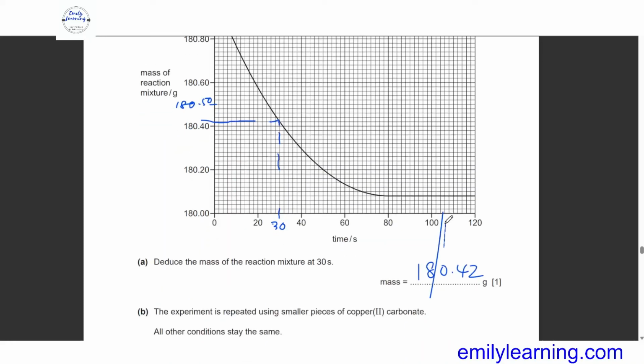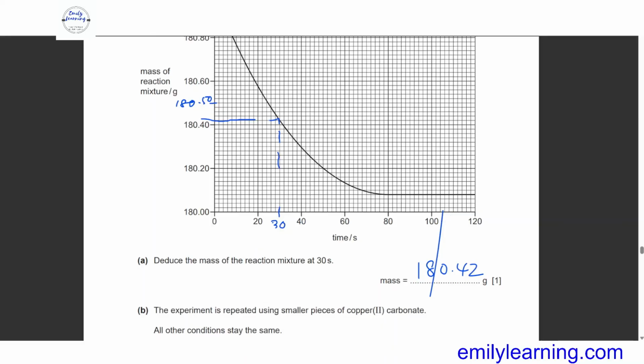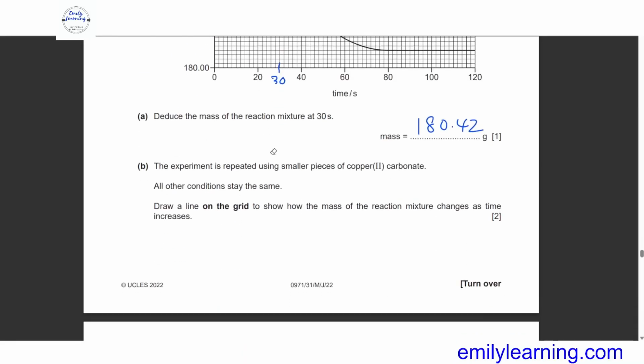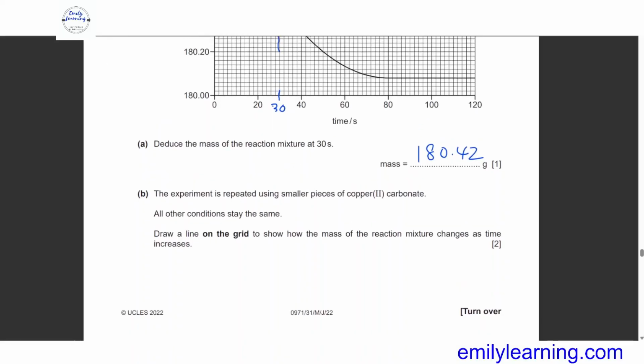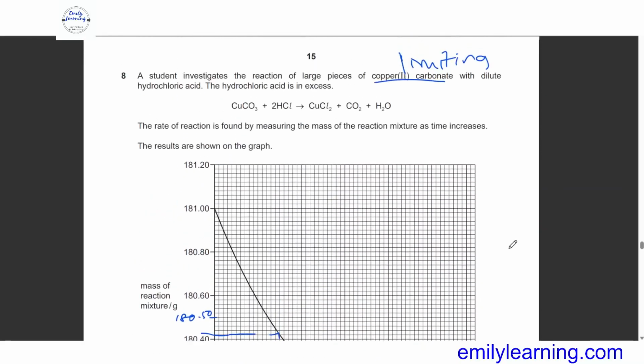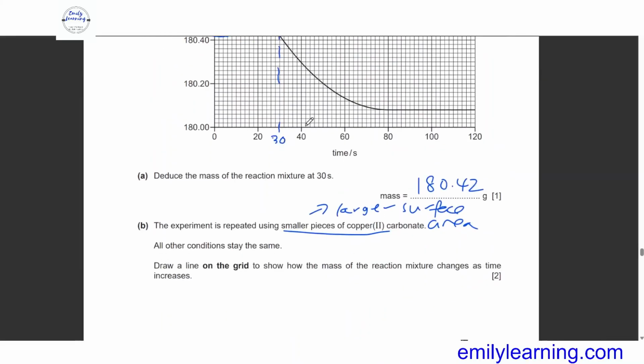Next, the experiment is repeated using smaller pieces of copper 2 carbonate. Smaller pieces means you have larger surface area. All other conditions remain the same, so you do not change the amount that you use. You only change the surface area of the solid.